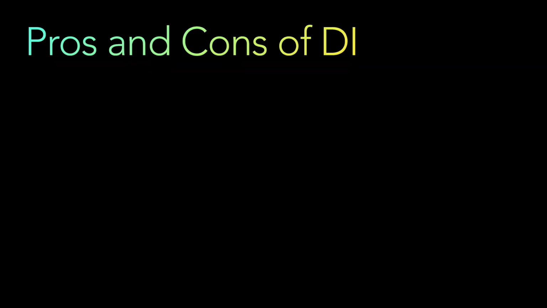Now let's take a look at the pros and cons of dependency injection. Like, why do we even care? Starting with the pros, first is decoupling. Dependency injection promotes loose coupling between classes, which makes it easier to replace or modify components without affecting the entire system. For example, you can switch between different implementations of a dependency without changing the dependent class.